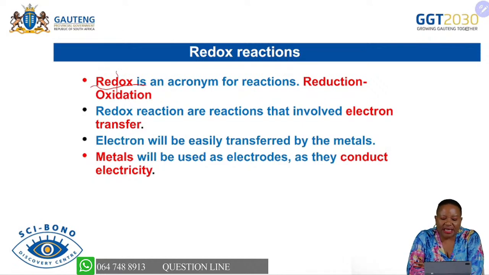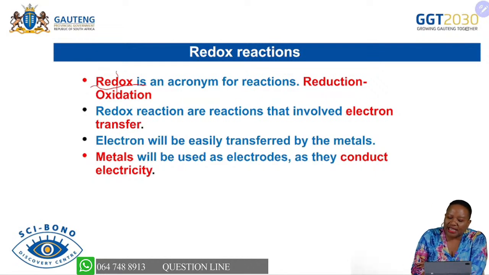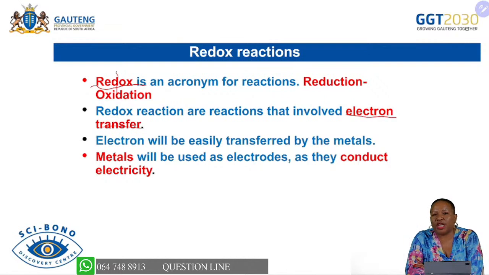Now, what is this redox reaction? The redox reaction is about electron transfer, meaning that one species will lose electrons and those electrons will be gained by another species. So there are two species reacting with each other, and therefore there will be a transfer of electrons, with one losing and the other gaining.